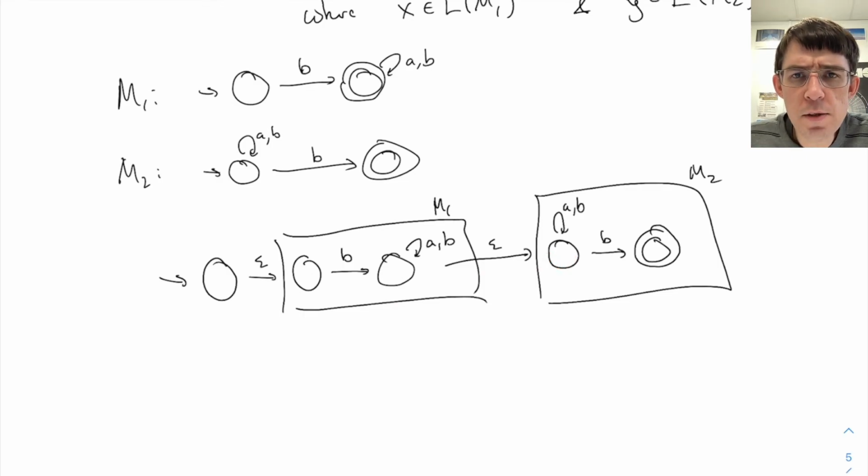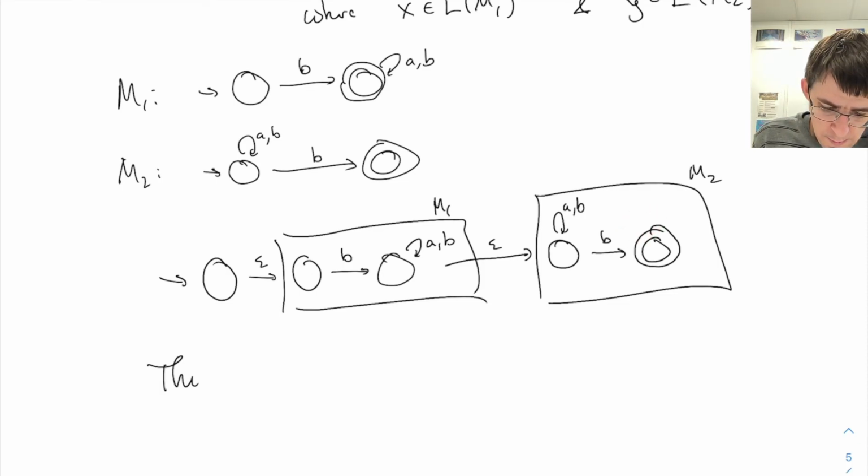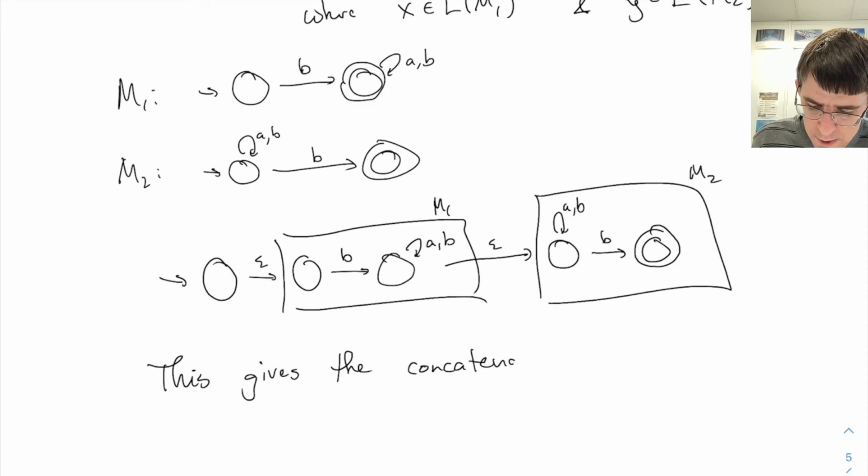Anyway, what does this mean in terms of the language? It gives you a string which you can break down into two pieces. The first piece is accepted by the first machine. The second piece is accepted by the second machine. There's actually a name for that. This gives the concatenation of the two languages. Concatenation of the languages.